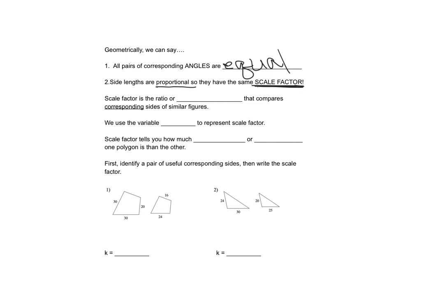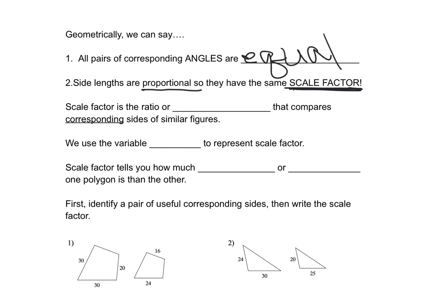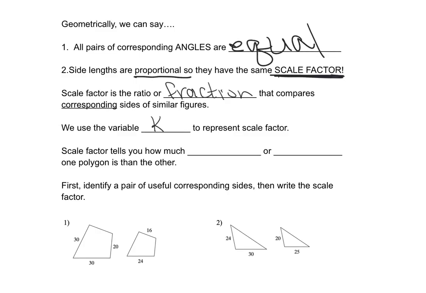Okay, well, what is a scale factor? A scale factor is just the ratio, or a ratio is just a fancy word for a fraction, that compares corresponding sides of similar triangles. And we use the variable K to represent the scale factor. Basically, the scale factor tells you how much bigger or smaller your shape is going to get. Kind of like a dilation, if you remember that.